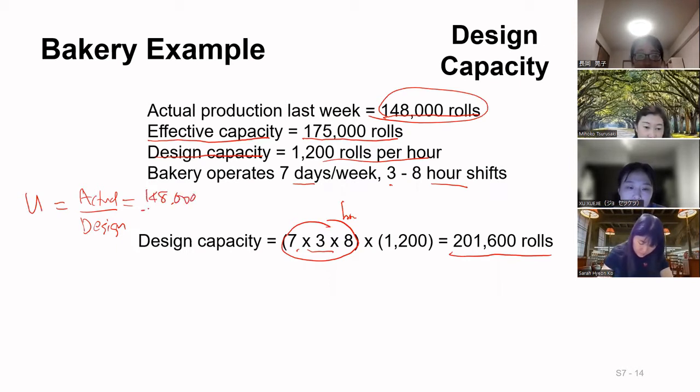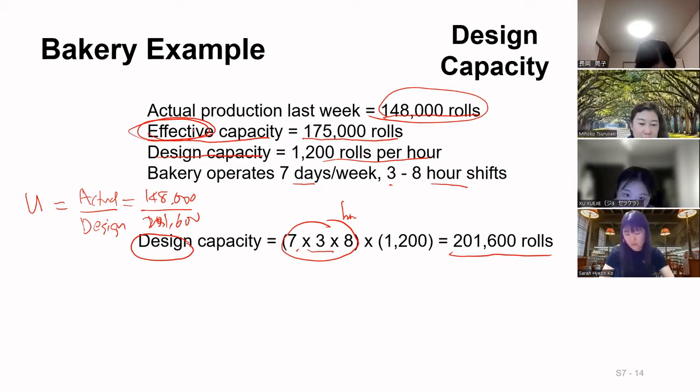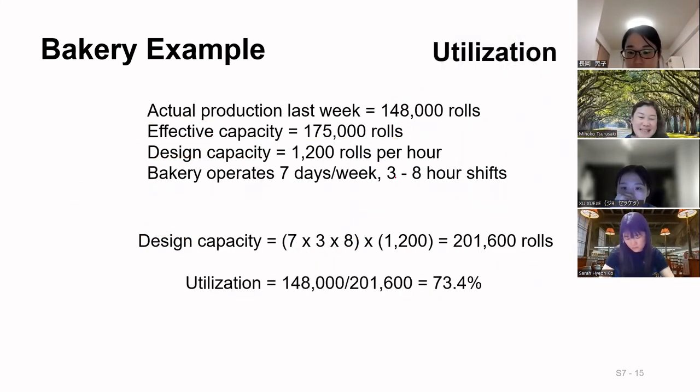Actual is 148,000 and the design capacity, design is 201,600. Of course, time. Design capacity is 1,200 rolls per hour, or which one? This one is effective.